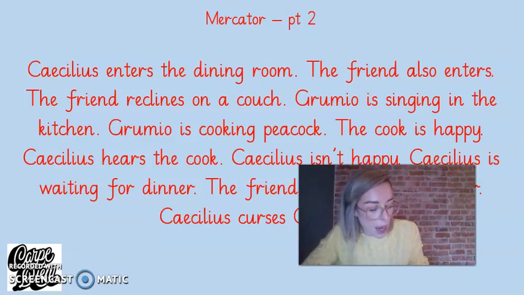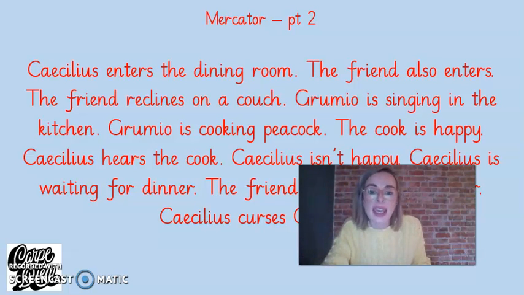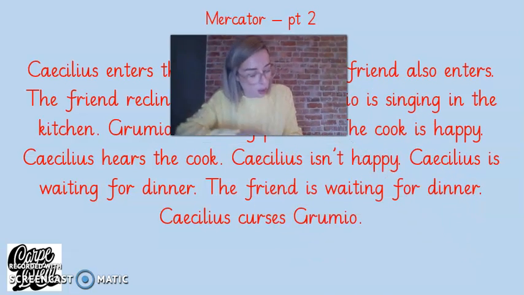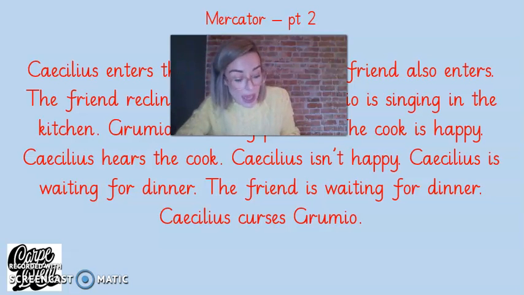Caecilius coquum audit. Caecilius hears the cook. Caecilius non est laetus. Caecilius isn't happy. Caecilius cenam expectat. Caecilius is waiting for dinner. Amicus cenam expectat. The friend is waiting for dinner. Caecilius grumionem vituperat. Caecilius blames or curses Grumio.